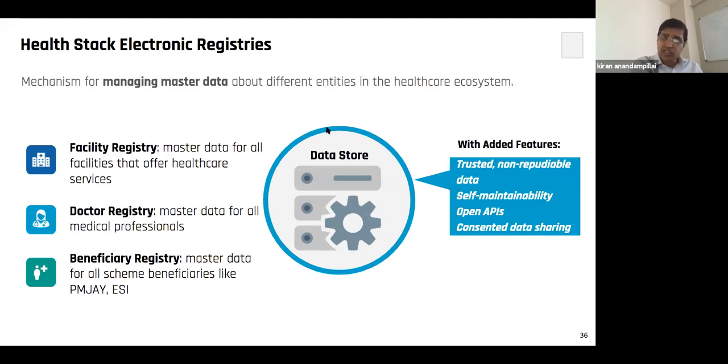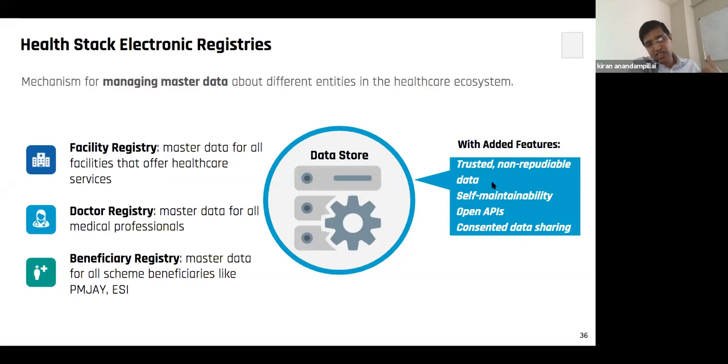So the health stack actually recommends that master data for various entities in the ecosystem actually be built into registries. And there's a whole bunch of design principles that are recommended as part of that, especially in terms of how do you make sure that the data in a registry can be really trusted, how do you make sure it's non-repudiable data, how can it be maintained because data keeps constantly changing, and how does it get access to different players or actors in the ecosystem through open APIs, and how do we, of course, continue to keep the construct of consent even in registries.